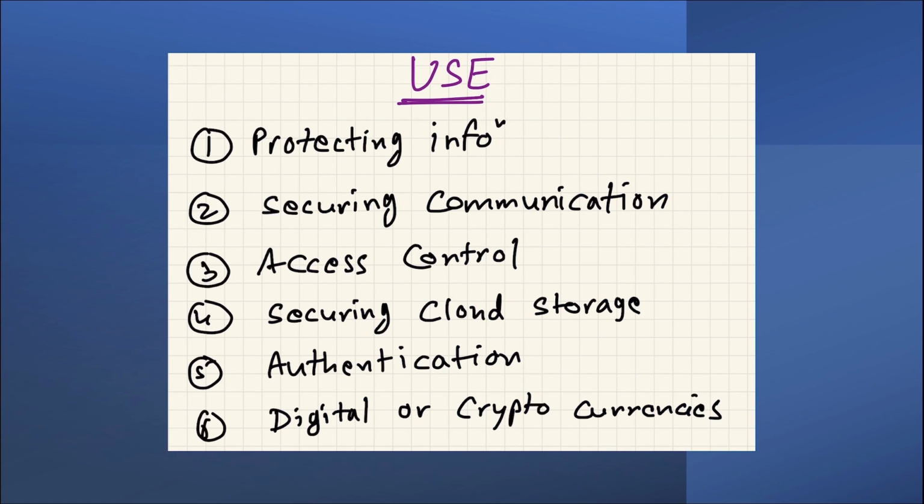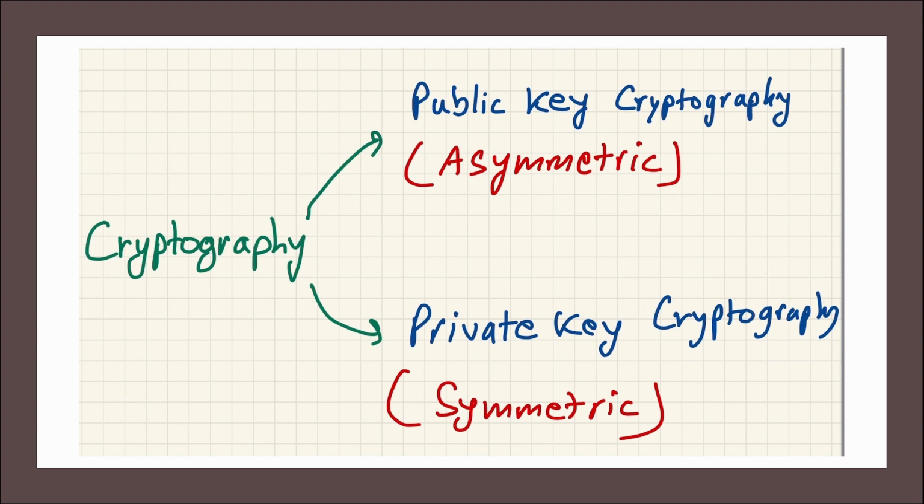And what are the different usages of cryptography? It is used in protecting information, securing communication, access control, securing cloud storage, authentication, and cryptocurrencies. Now, cryptography we can divide into two parts. One is public key cryptography, another one is private key cryptography.